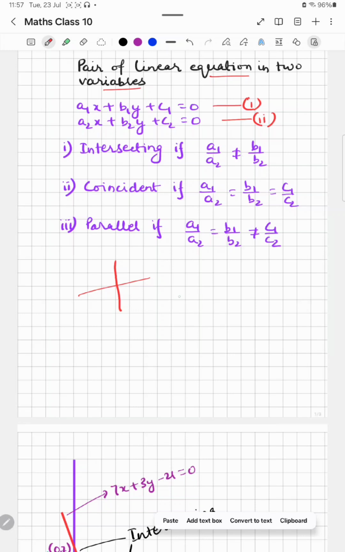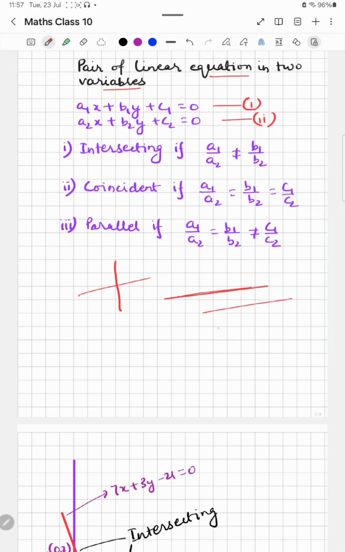Or if those lines are coincident, so there is one line and the other line is also on top of that. In that case, a1 by a2 will be equal to b1 by b2 and will be equal to c1 by c2. And the third case would be if these two lines are parallel.